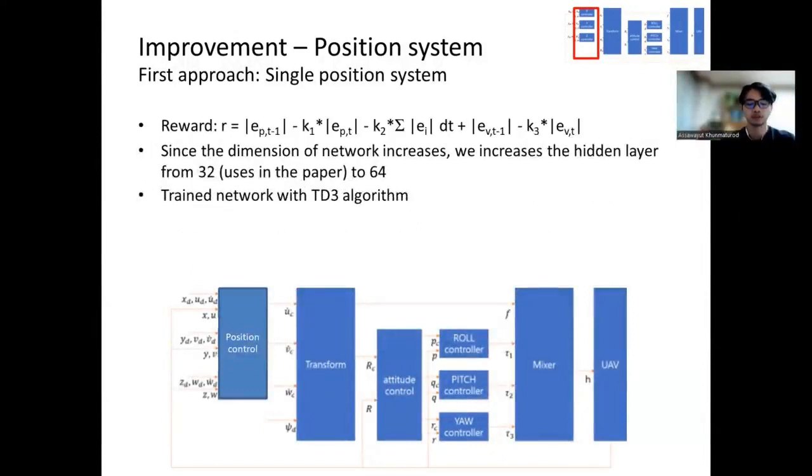And for the reward function, we will use the same function as in the attitude system, but we also include the velocity error in the reward term. And since the dimension of the network increased, we also increase the hidden layer from 32, which is used in the paper, to 64. And we train the network with the TD3 algorithm.